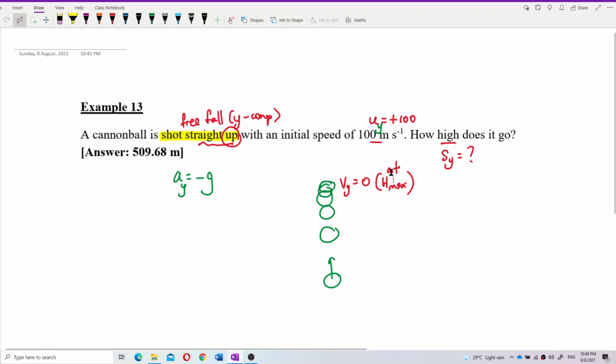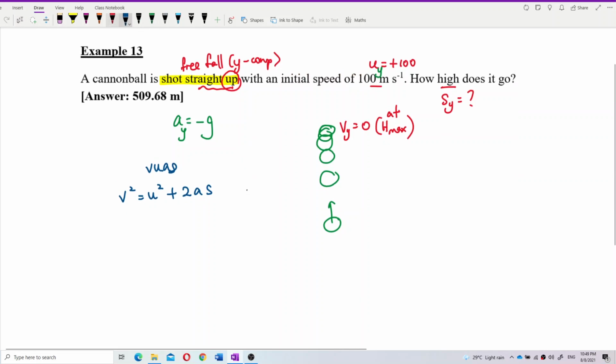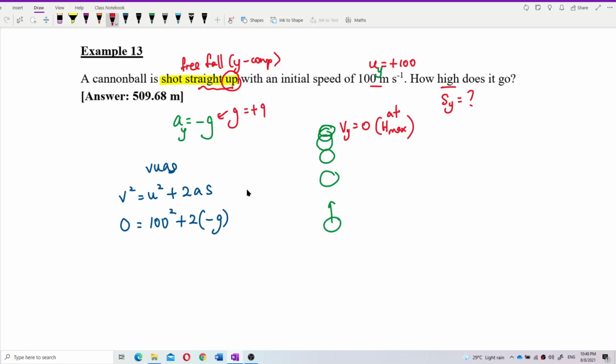Okay, so we have a, we have u, we have v, we need to find s. So v, u, a, s, the SUVAT formula. What's the formula we can use? v squared equals u squared plus 2as. The velocity is zero at the maximum height, and the initial velocity is 100 meters per second, squared, and then 2 times a, which is negative g. Remember, g itself is a positive value, positive 9.81.